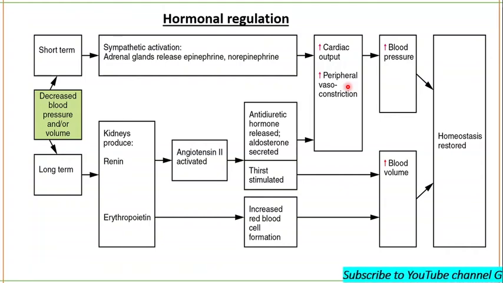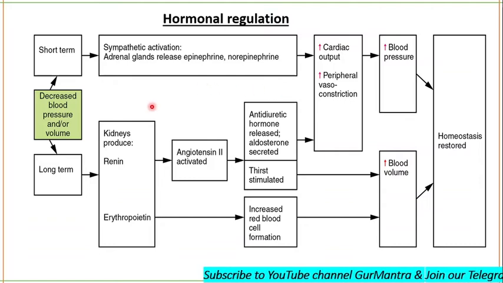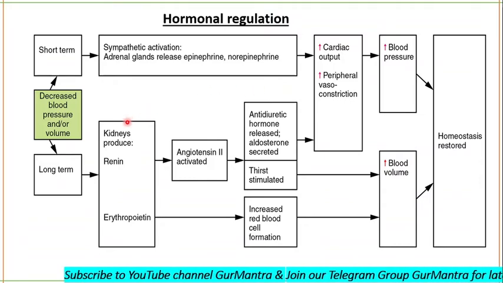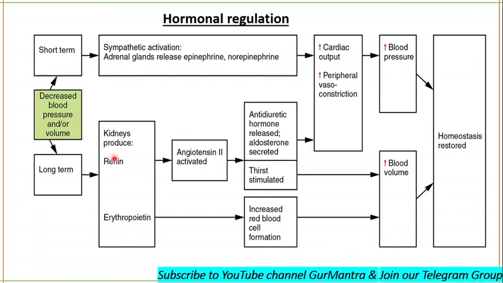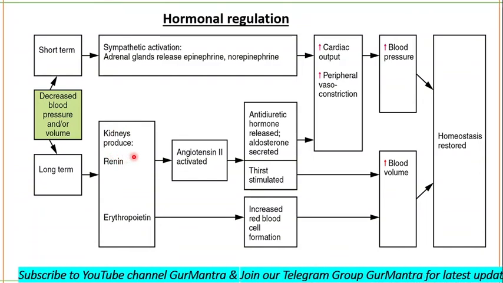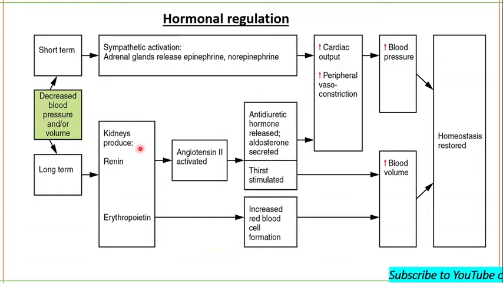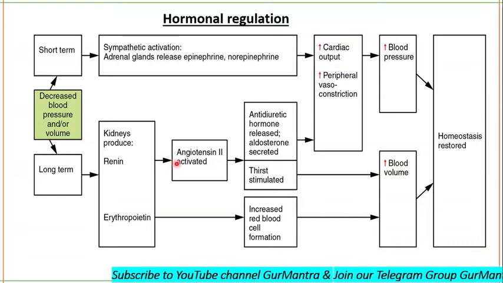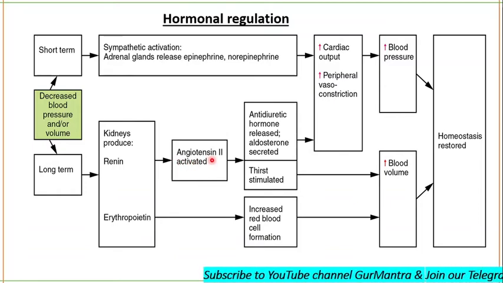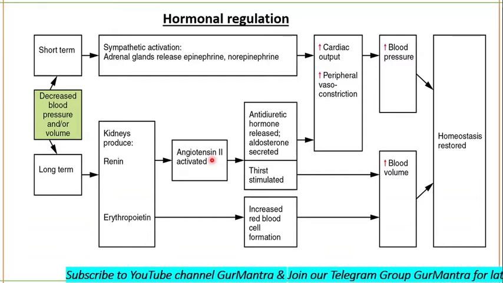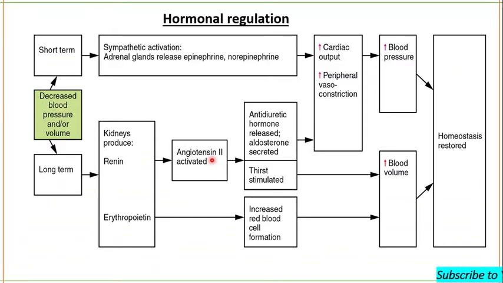And another is hormonal action, like angiotensin 2. When blood volume and blood pressure decrease, juxtaglomerular cells in the kidney secrete renin, and then renin goes into the blood. Renin catalyzes the conversion of angiotensinogen into angiotensin 1, and then angiotensin converting enzyme converts angiotensin 1 into angiotensin 2. Angiotensin 2 is a very good vasoconstrictor, so it will cause constriction.